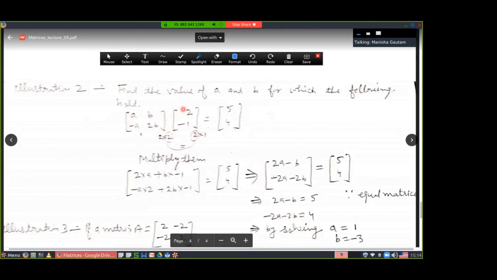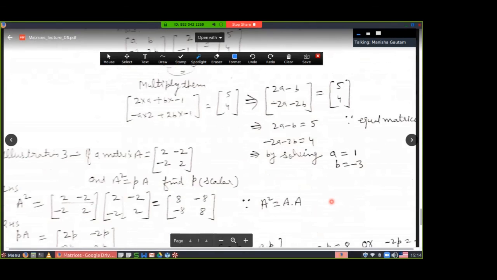First row, first column, 2a minus b. Second row, first column, minus 2a minus 2b, is equal to 5 and 4. Corresponding elements are equal because these matrices are equal. Put them equal: 2a minus b equal to 5, minus 2a minus 2b equal to 5. If matrices are equal, their corresponding elements are equal. You will get the value of a equal to 1 and b equal to minus 3.